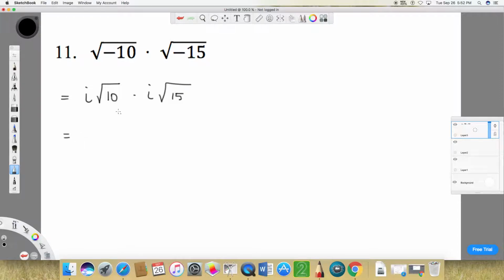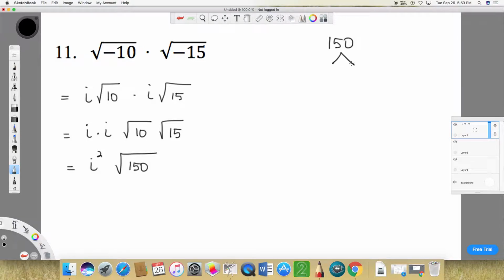And in multiplication, we can do this in any order. So we can take these i's and multiply them together, and take these radicals and multiply them together. So i times i is more commonly written as i squared. And the square root of 10 times the square root of 15 is the square root of 150. So we need to come over and break down 150.